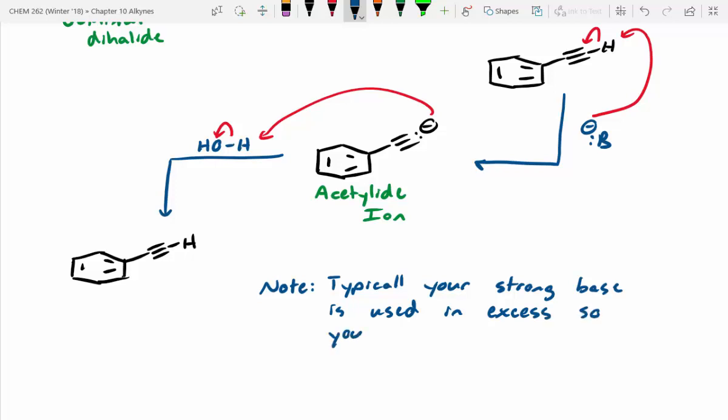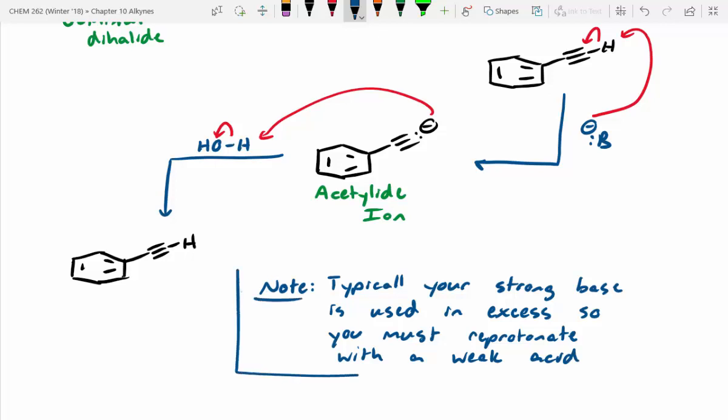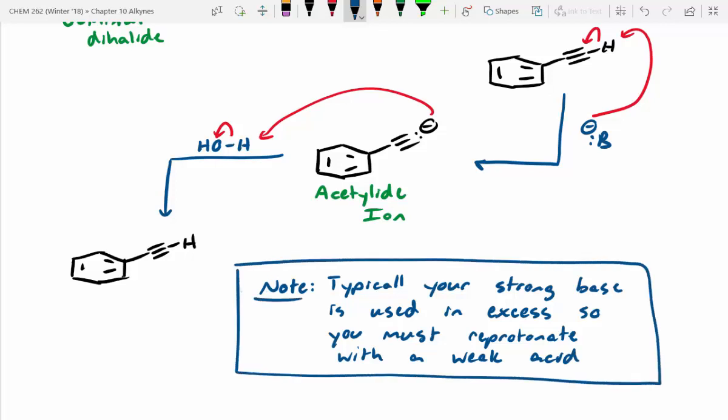So you must reprotonate with a weak acid. It's not uncommon to see this throughout the chapter, so I did want to briefly explain why. Does that make sense? The pKa of these terminal alkynes is typically around 24, so they're not super acidic, but they are relatively acidic compared to most hydrocarbons.